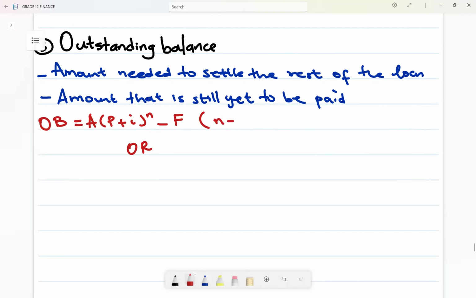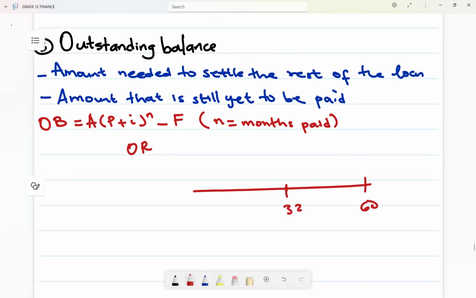Okay, on this one, n is going to be equal to the months already paid. When you use this one, n is going to be for the months already paid. Let's say you are supposed to end at 60, and you are somewhere at 28. So when you use this formula, you need to say, okay, from here to here, what is the outstanding balance?